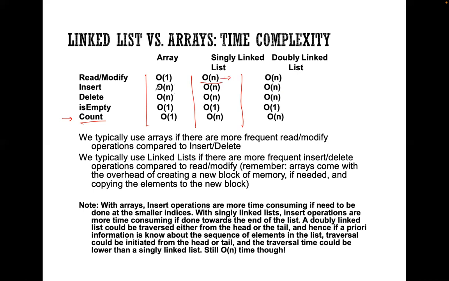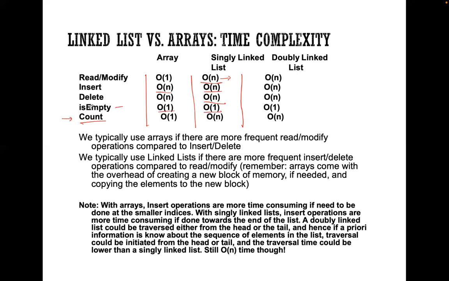Insertion, we saw that in an array it's order of n, and singly linked list is also order of n, because we have to traverse the list. The worst case is if we want to insert at the end of the list, and the behavior will be order of n. Delete is the same: array order of n, singly linked list also order of n. Is empty is order of 1, order of 1.